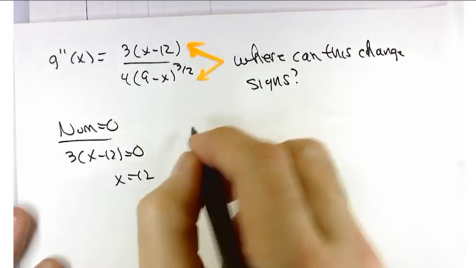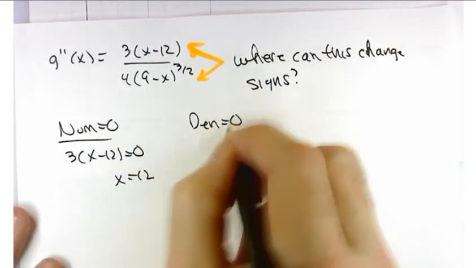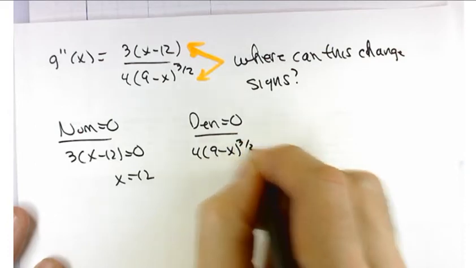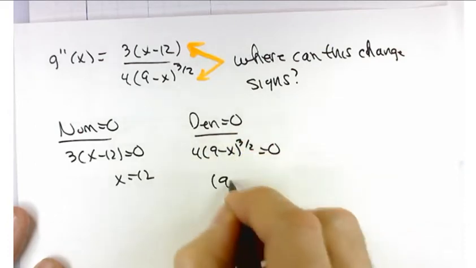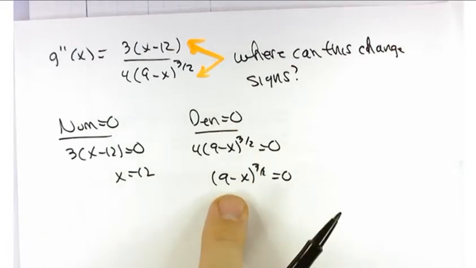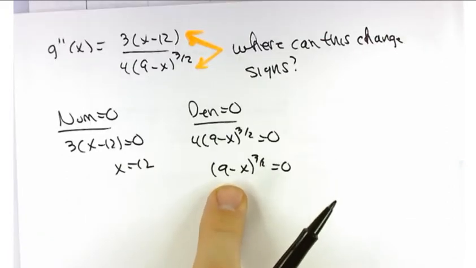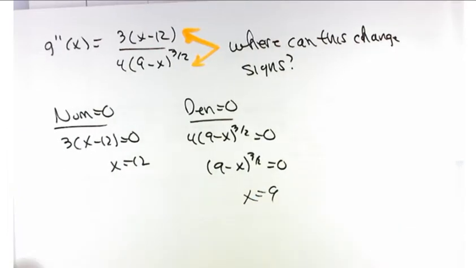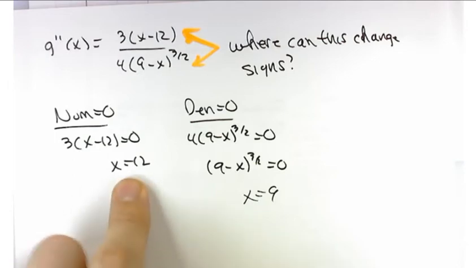How about the denominator equals 0? 4 times 9 minus x to the 3 halves equals 0. 9 minus x to the 3 halves equals 0. Can you see that there's only one place where this is going to equal 0? X equals 9. Which, again, that's at the edge of our domain. We're not going to get any changing of signs in the derivative there. But how about 12? What about 12?